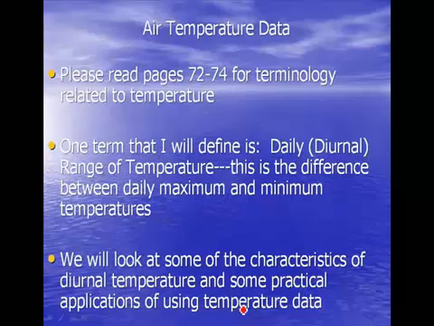What I'd like you to do at this point, we have some information on air temperature data that I'm not going to cover. I'm going to ask you to read pages 72 through 74 for terminology. Some of the terminology is how they come up with average temperatures. One term that I will define from this particular set is what we call the daily diurnal range of temperature.